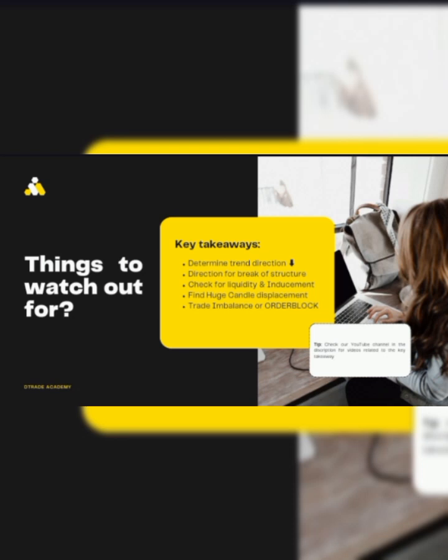Then the fourth thing on our agenda is to find a huge candle displacement for those using ICT. Then we also have to trade in line with our imbalance or order block. So these are the few things we need to watch out for.